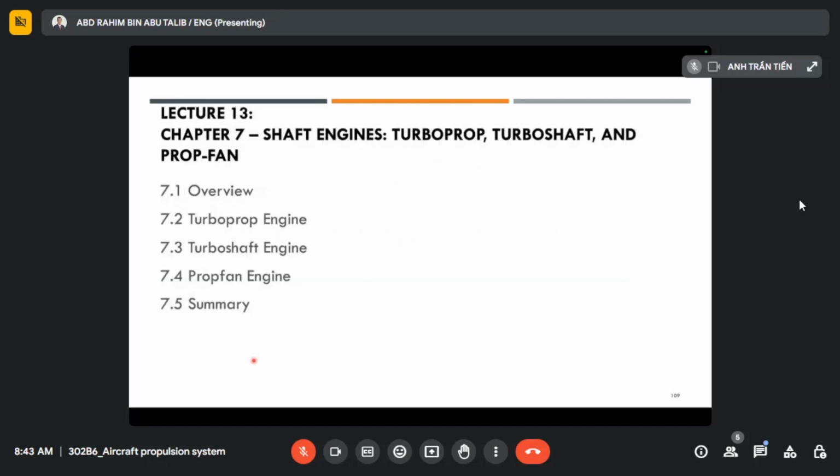So with that, it leaves us the remaining subtopics for chapter 7, turboshaft and prop fan, and finally the summary. We shall continue the remaining subtopics next Monday in our lecture number 13. My suggestion is that you try to go through the two examples, 7.1 and 7.2, so that you can get familiar with the thermodynamic analysis for the turboprop engine.